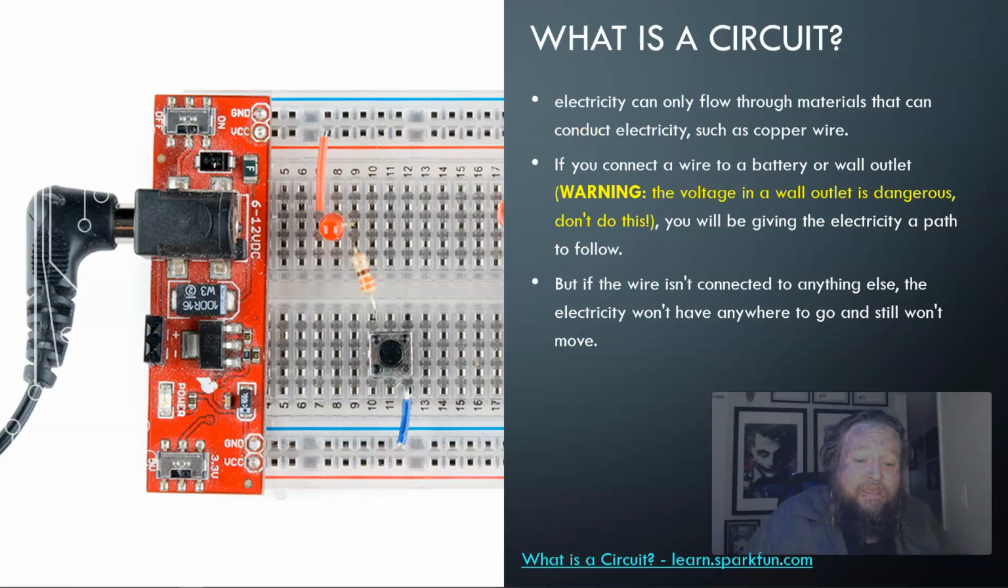So electricity can only flow through materials that conduct electricity, such as copper wire and other things, depending on how much pressure you actually have.